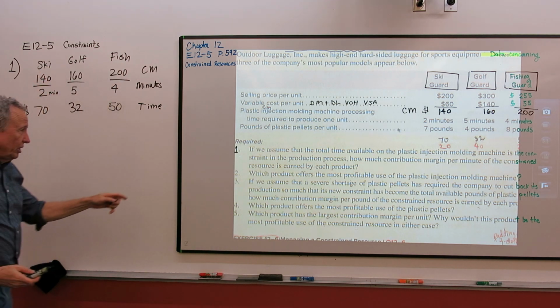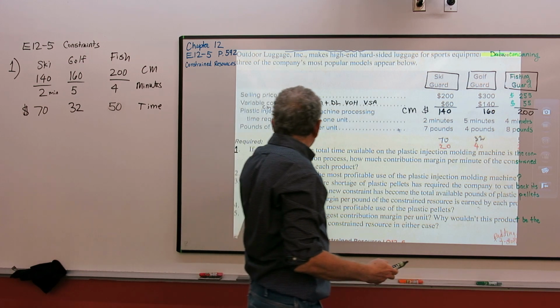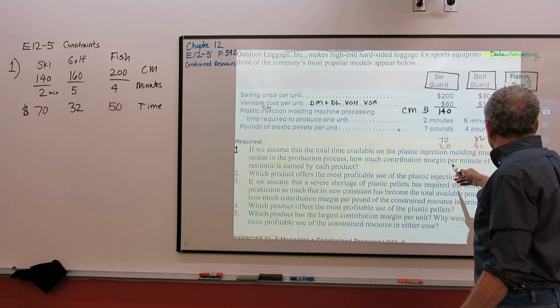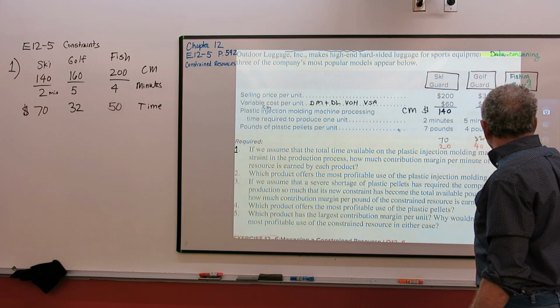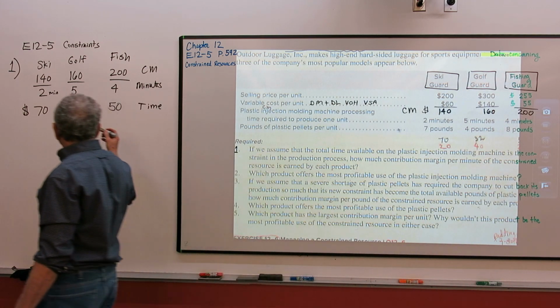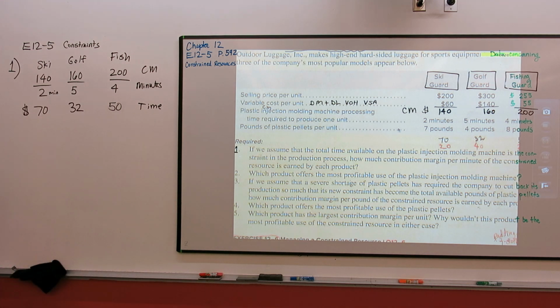So what do they ask us in this? If we assume the constraint, how much contribution margin per minute of the constrained resource is earned by each product? That is the answer. Here is the contribution margin. This is CM per minute, and the minutes are the constrained resource. And that's your answer in part 1.